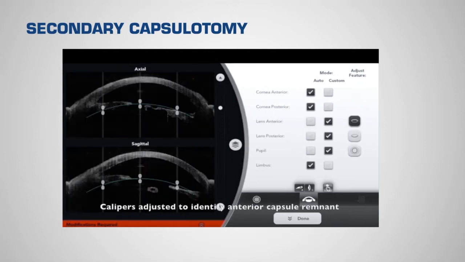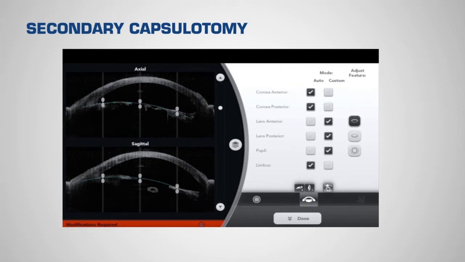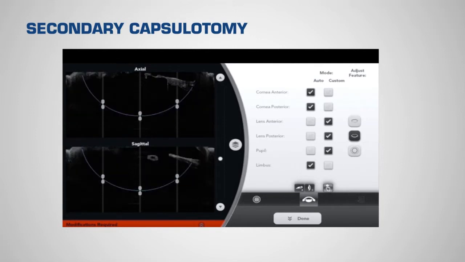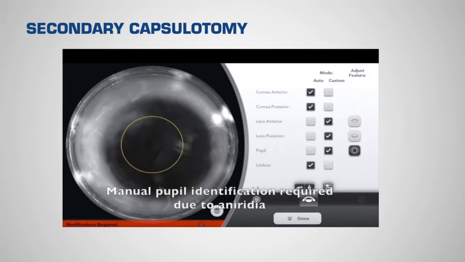To create a secondary capsulotomy in this aphakic and aniridic eye, several modifications were required on the femtosecond laser. The calipers were adjusted in order to identify the anterior capsule remnants. The position of the posterior capsule and crystalline lens were also simulated with the use of calipers. The pupil position also had to be simulated manually as the patient had suffered traumatic aniridia. After confirming the pupil manually, a 5mm capsulotomy was possible.